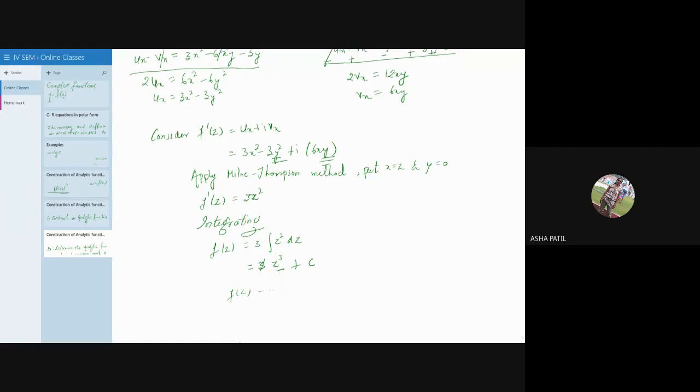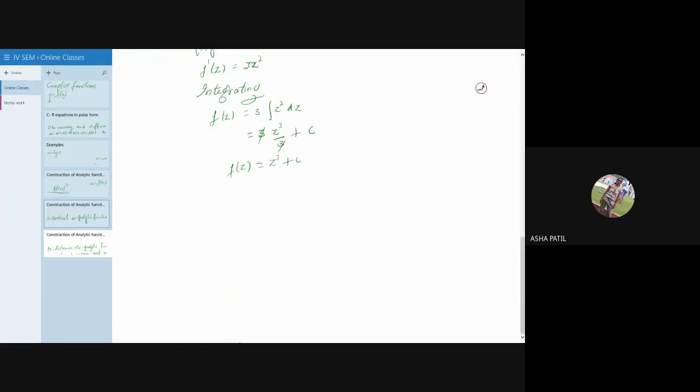Let us do one example on polar form. If f of z is equal to u of r, theta plus i into v of r, theta is analytic.